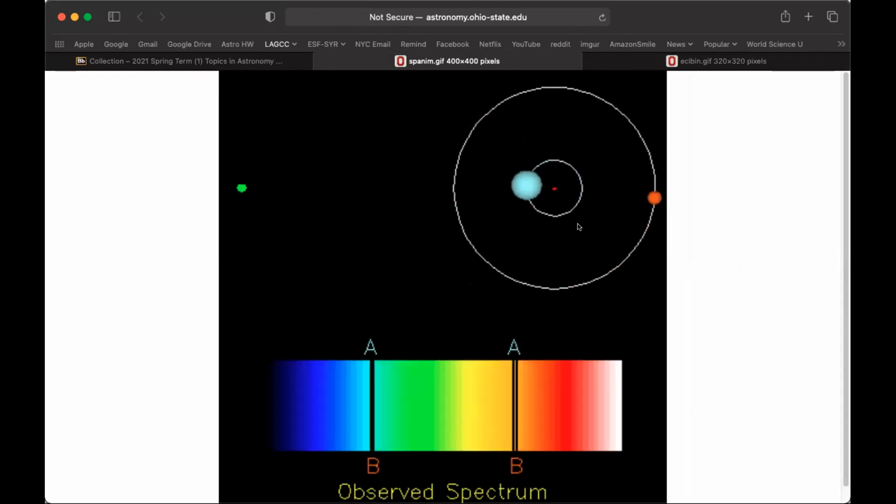Okay, so let's just take a moment so you can really internalize what you're seeing here. Here's a binary star system. Both star A, the blue one, and star B, the red one, are orbiting each other around some center of mass. Right? And this green point over here represents our telescope on Earth. We are observing these stars from a great, great distance.